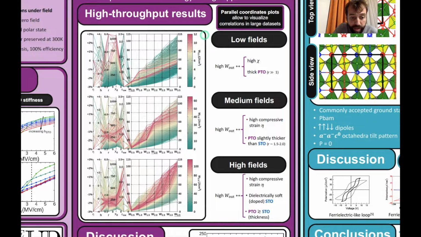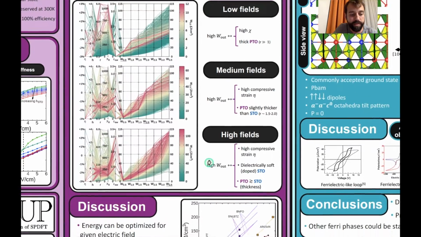So with this data, we can optimize the response for a given applied field, and we find that the performance is always optimal for applied fields just above the switching field. Now for large fields of 3.5 megavolts per centimeter, these superlattices can store more than 100 joules per centimeter cube, a value that is only surpassed by a complex perovskite solution that holds the present record.